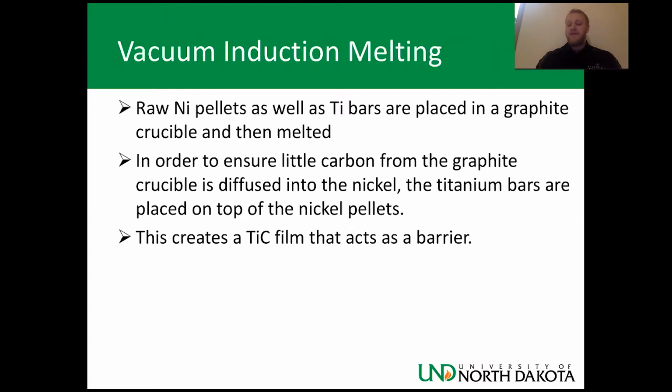Carbon diffuses into nickel a lot easier than it does titanium. So we put those titanium bars on top to create this film. It's a TiC film that acts like a barrier, preventing more carbon from entering the material than we want. And it has been found that the more you use this graphite crucible, the better the TiC film is, and we get a more pure final product in the end.